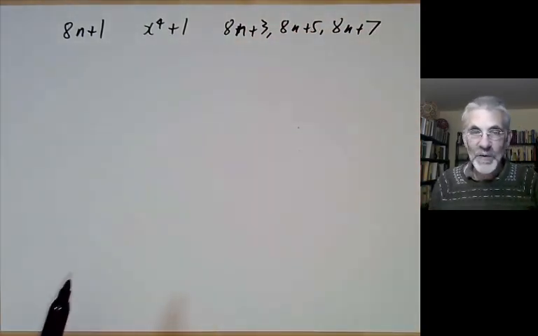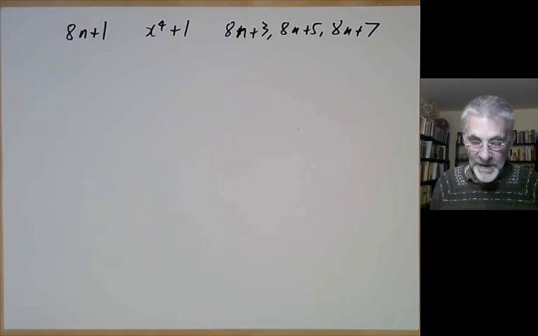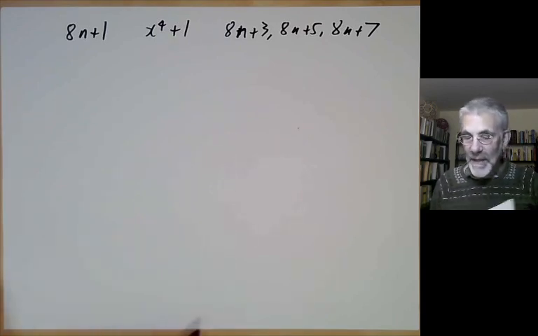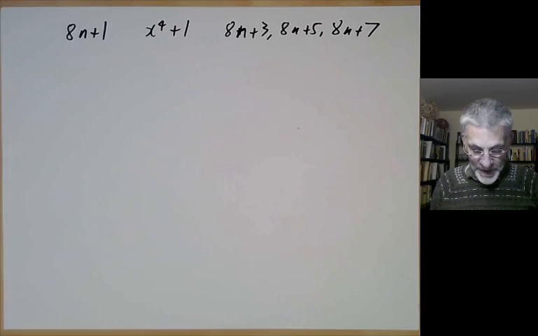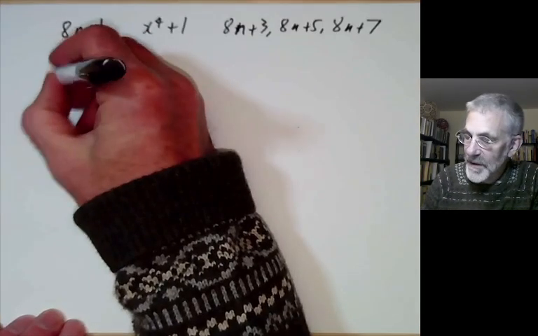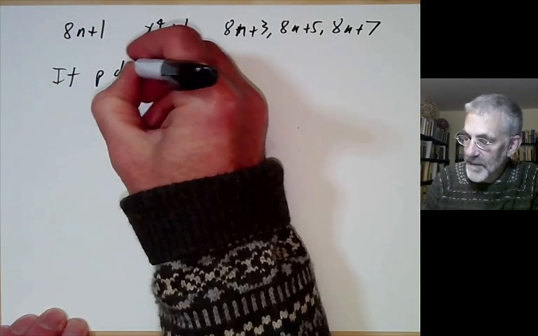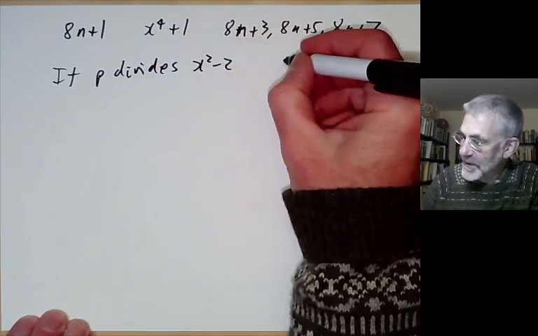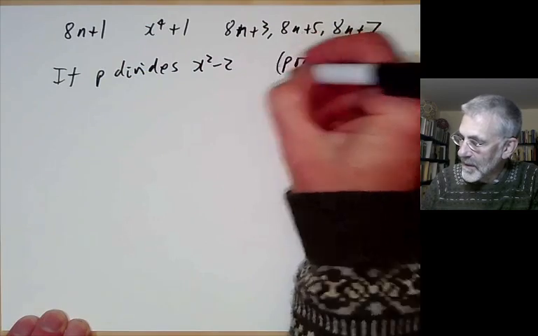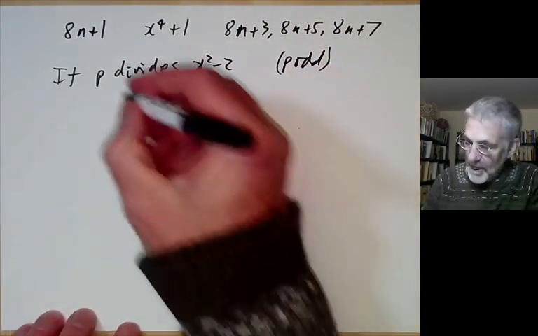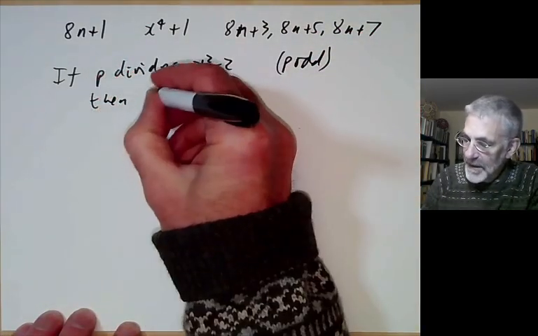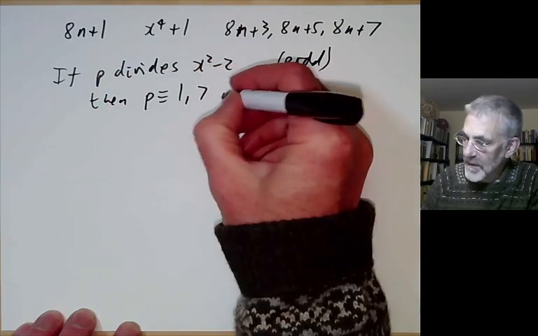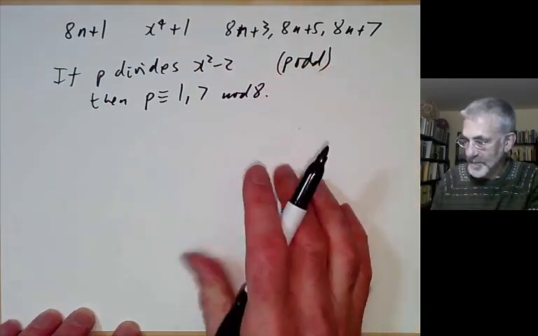So these are all special cases of Dirichlet's theorem. And to do this, we're going to use the quadratic residue symbol. So we recall that if p divides x squared minus 2, here we're going to take p odd, then p is congruent to 1 or 7 modulo 8.